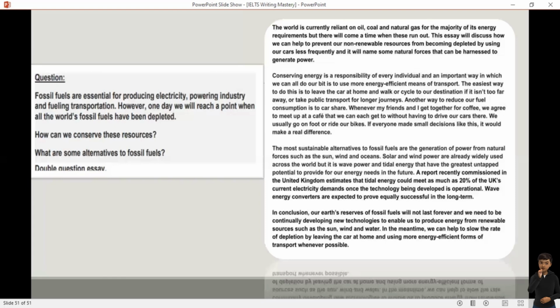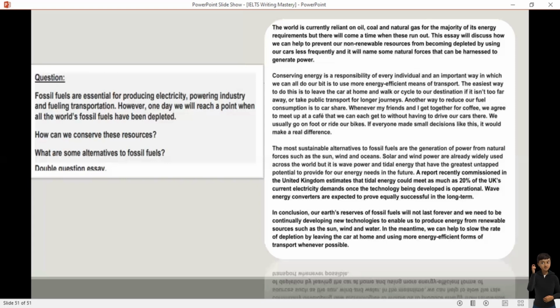Now we have the conclusion. In conclusion, our Earth's reserves of fossil fuels will not last forever, and we need to be continually developing new technologies to enable us to produce energy from renewable resources such as sun, wind, and water. In the meantime, we can help to slow the rate of depletion by leaving the car at home and using more energy efficient forms of transport whenever possible.